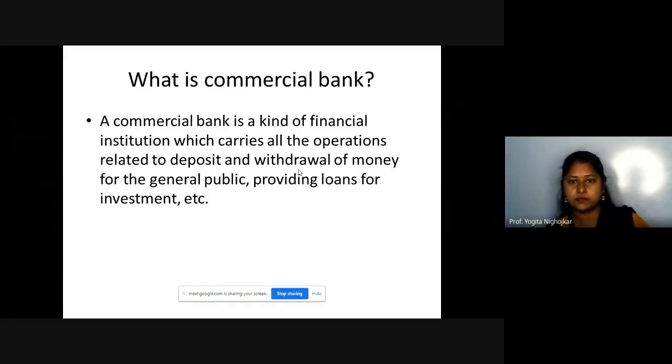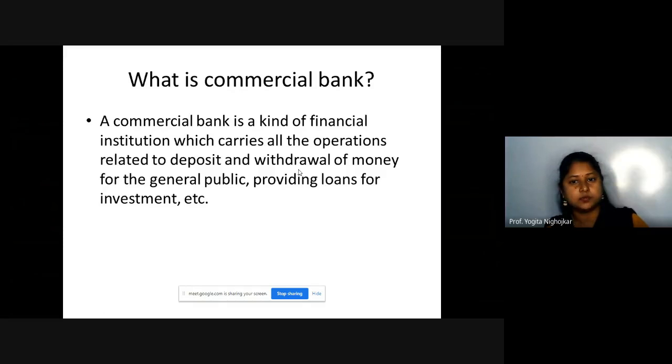There are some functions of commercial banks. Commercial banks' functions are classified into two divisions, that is primary functions and secondary functions. What are the primary functions? First is accept deposits. The bank takes deposits in the form of saving, current and fixed deposits.